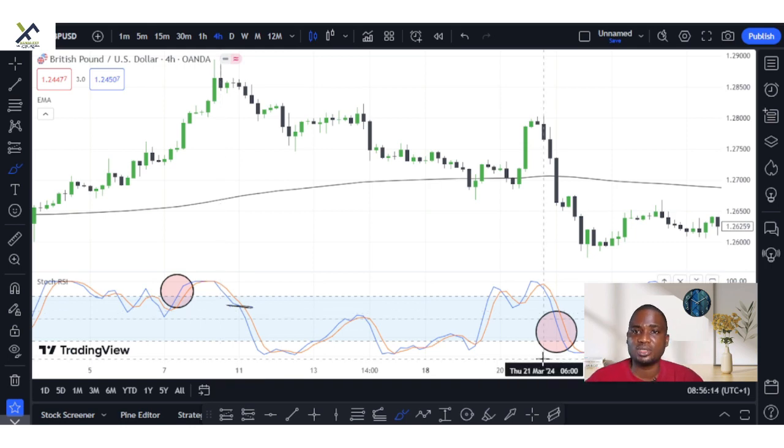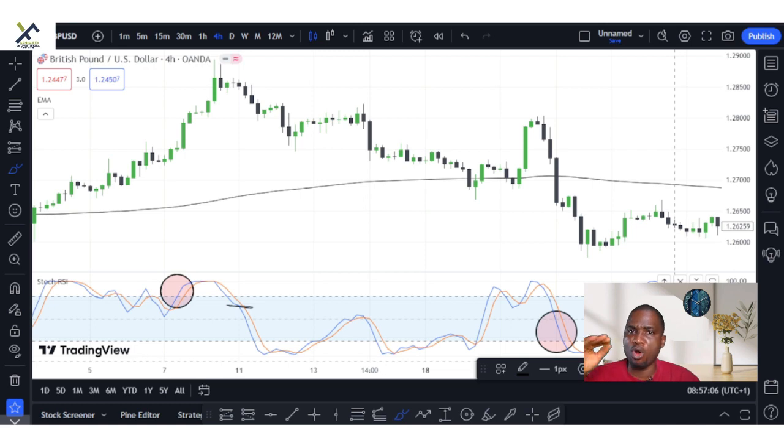The same thing goes here. Once the market crosses below the 20, the market is considered oversold. You must wait for the K line and the D line to cross above 20. Once these two signal lines cross above 20, you can enter your buy trade and take your profit.